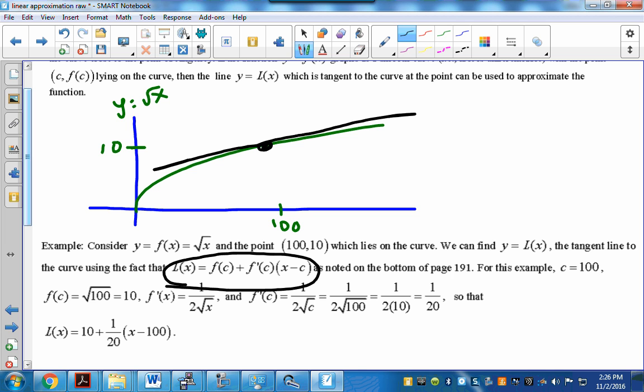If you put c is equal to 100 in here, the first thing you'll note is that the slope of the tangent line is 1/20th. I worked that out here, right? F prime of c is 1 over 2 square root of c, which is 1/20th. That's the slope of that. So the equation of that line is right here.